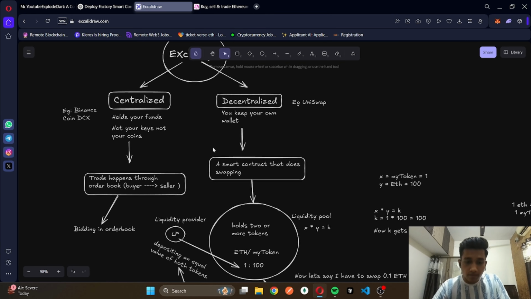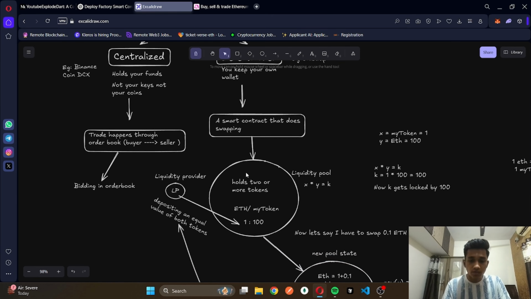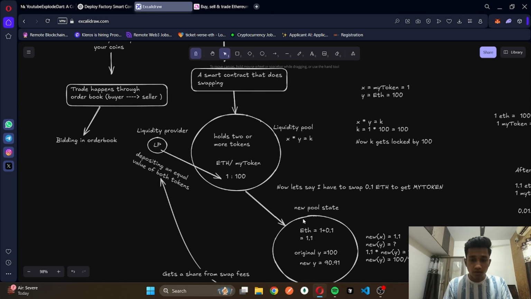Now, on the other hand, how does this liquidity pool actually work and how does the price of the token move? So there's a formula of the liquidity pool that's X times Y equals K, right? This is a very nice formula to maintain the ratio of the liquidity pool, right?